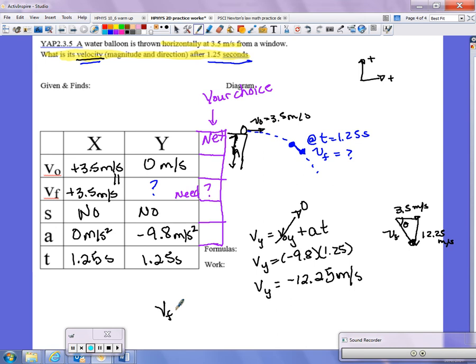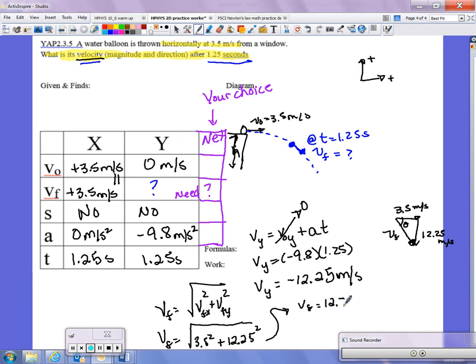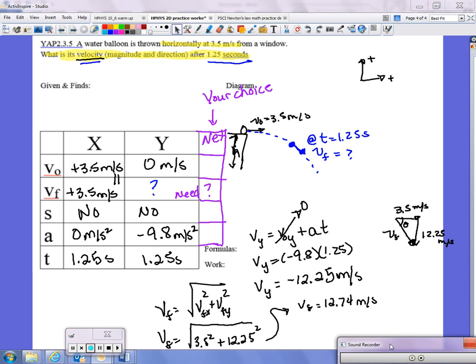So VF is equal to the square root of VFX squared plus VFY squared. So VF is equal to the square root of 3.5 squared plus 12.25 squared. So VF is equal to 12.74 meters per second. Some of you are sticking in positive or negative here. I don't have a positive or negative value like that.